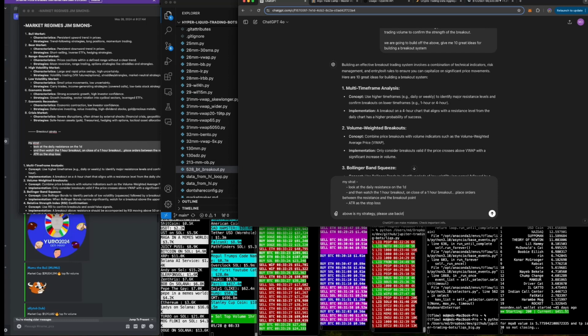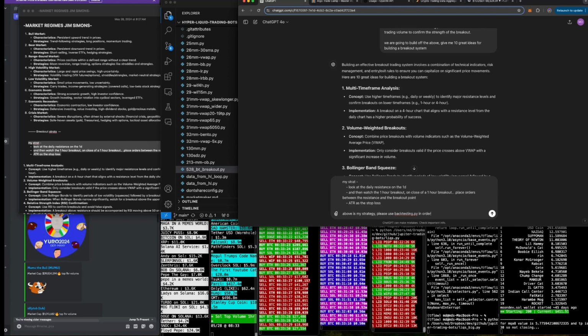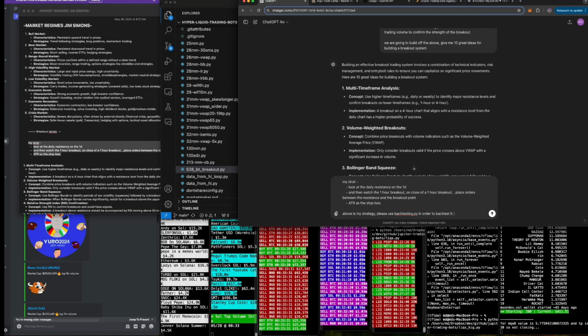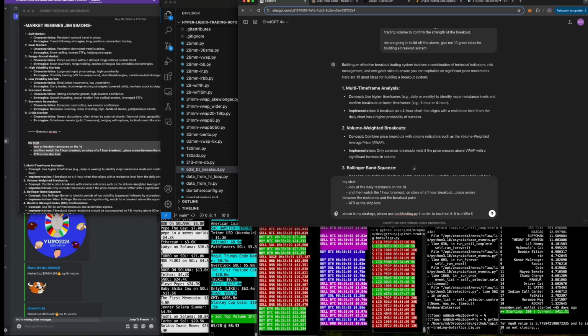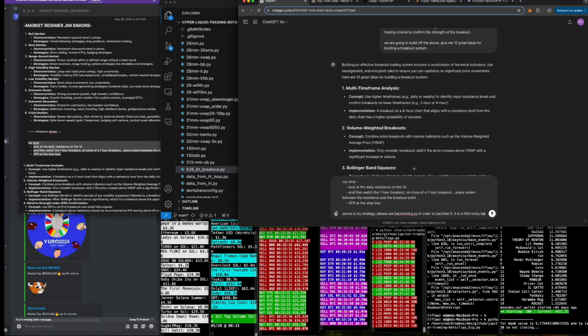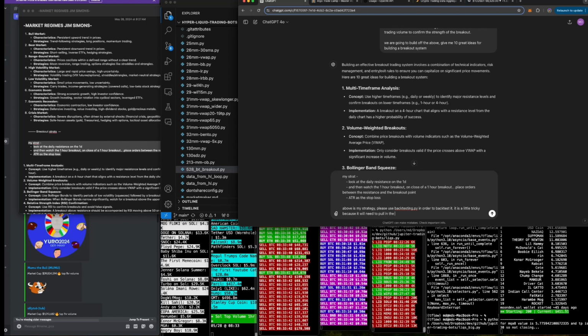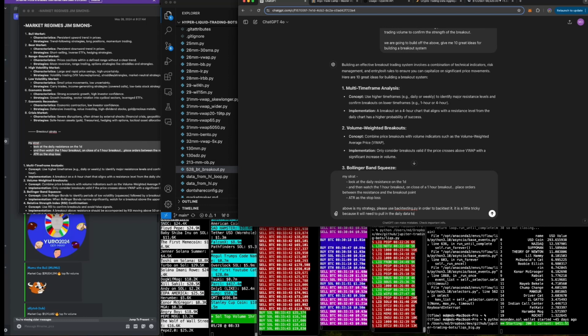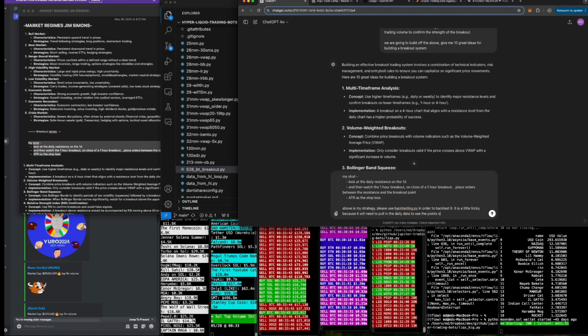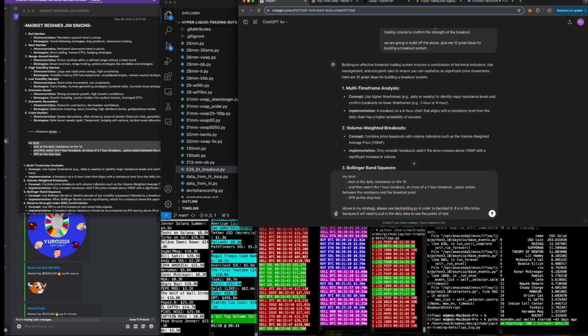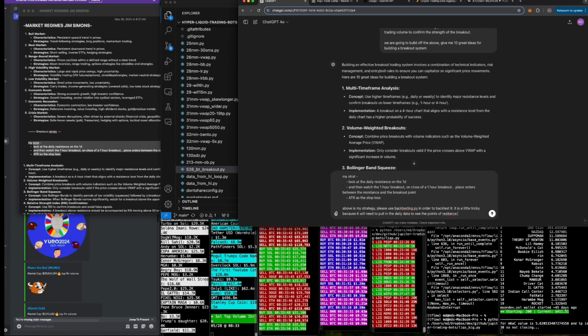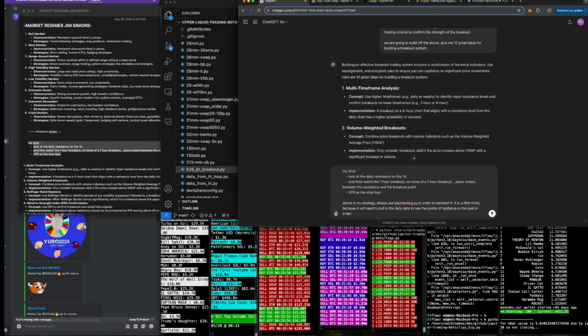Please use backtesting.py in order to backtest it. It is a little tricky because it will need to pull in the daily data to see the points of resistance in the past in order to know when a breakout is confirmed.